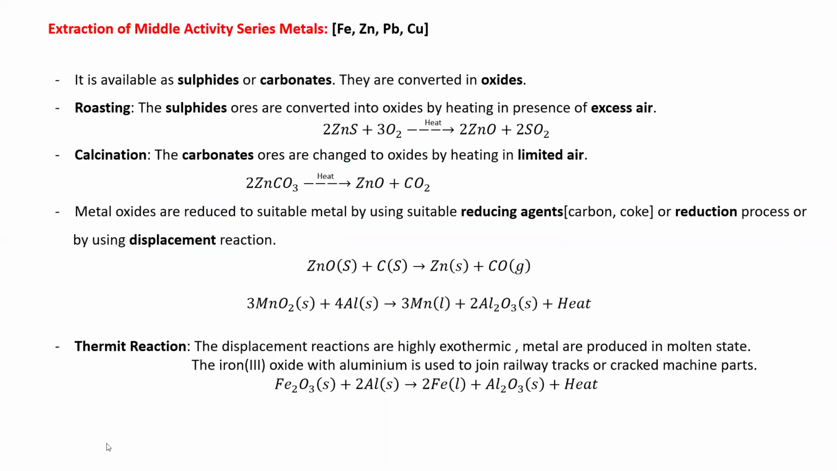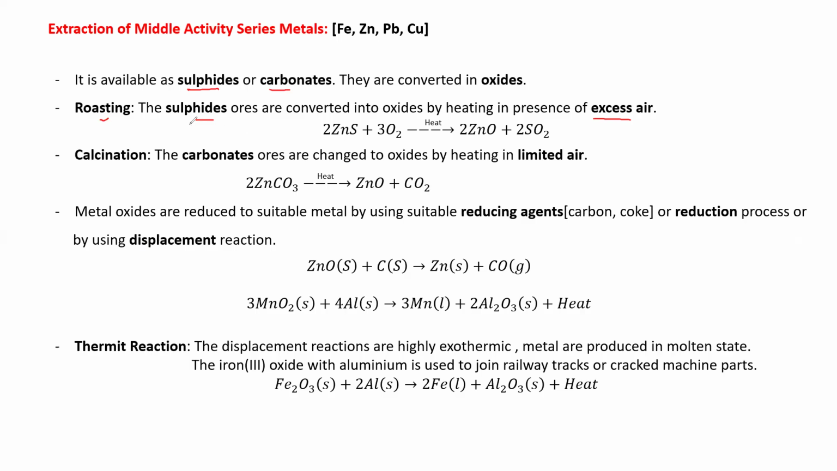Next, we are going to see the case of middle active series metals, that is, the moderately reactive ones. Moderately reactive means it is available in the form of sulfides or carbonates. First they need to be converted into oxides, and we have seen that from the oxides we can easily obtain the metals. So what is roasting? This is used for sulfide ores, which are converted into oxide by heating in the presence of excess air. Here the amount of air is more, as we have seen in the case of less reactive metals also.